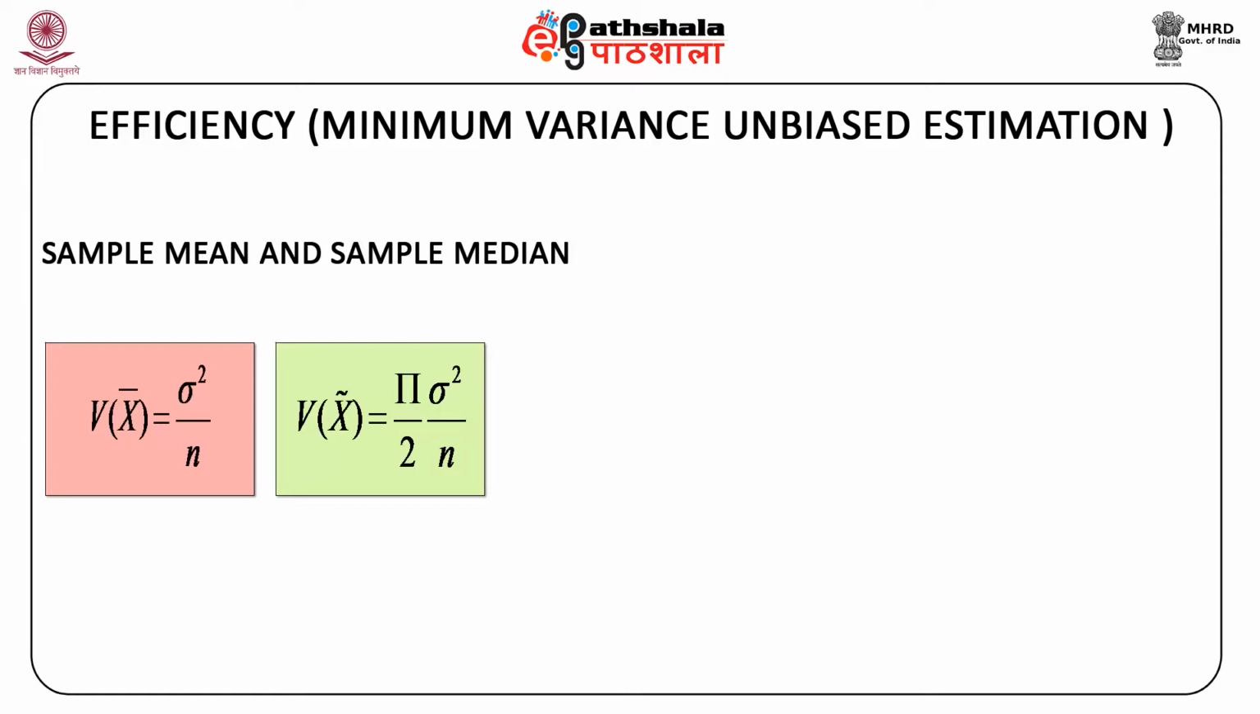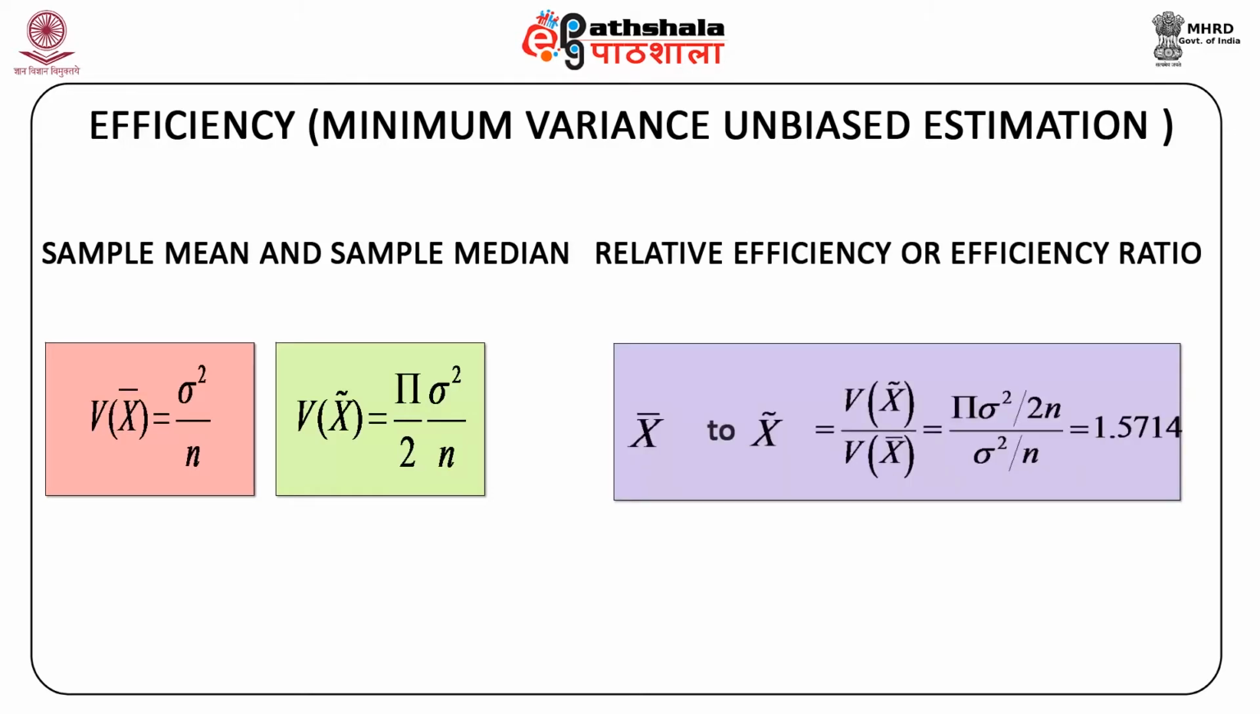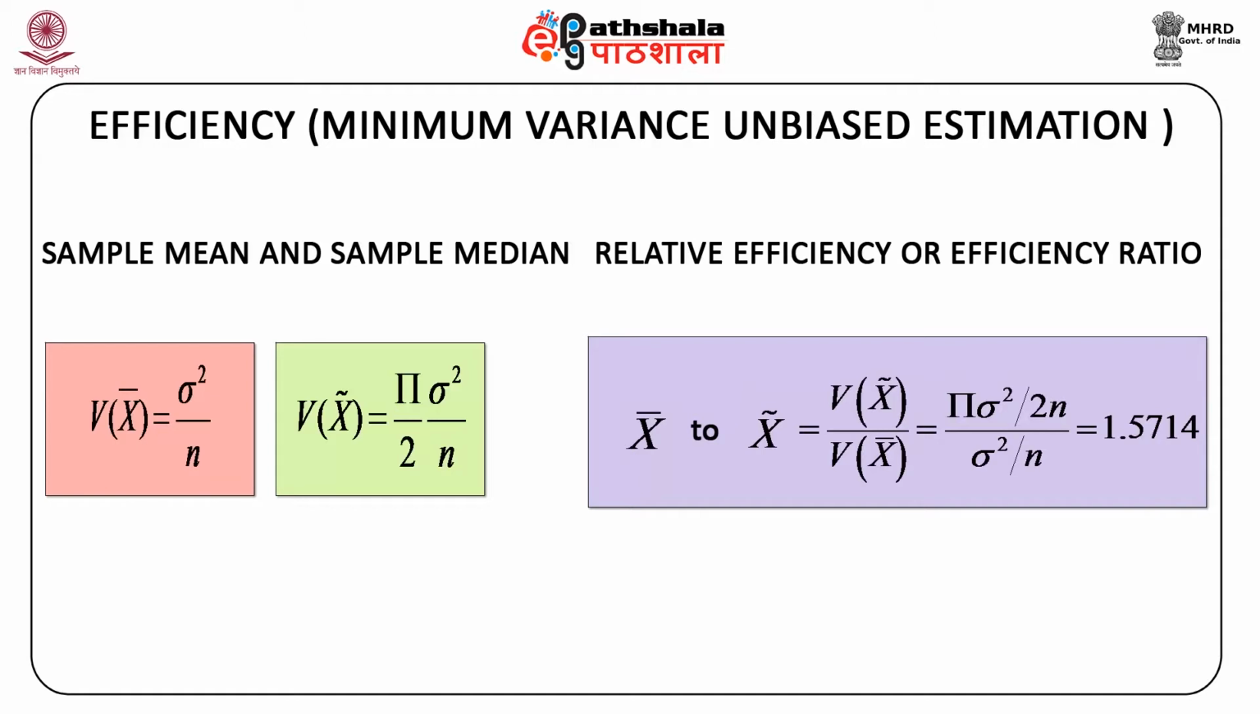Comparing the variances of the two estimators, we obtain the efficiency ratio. The one with the smaller variance, that is, efficiency ratio greater than 1, is said to be the efficient estimator. The relative efficiency or efficiency ratio of x bar with respect to x zeta is the ratio variance of x zeta upon variance of x bar.